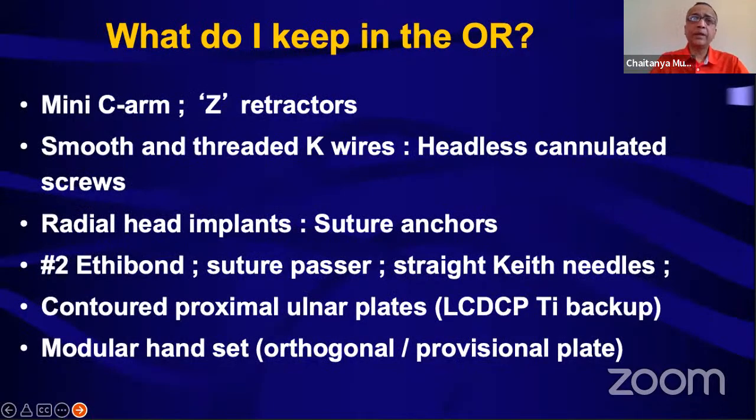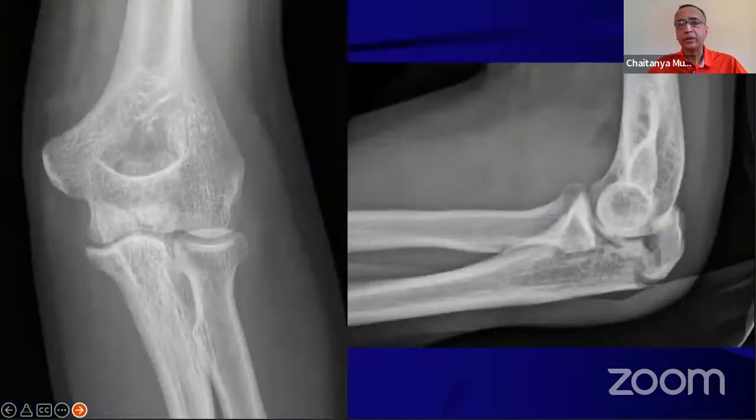What do I keep in the operating room? I'm going to leave this on the screen for a couple of seconds. I don't think I need to read it. But this is usually what I keep for a complex proximal ulnar fracture. I keep the titanium plates, LCDCPs, as backups in case we have difficulty with the contoured available plates, and I usually have the modular hand set in case I need to put orthogonal plates.